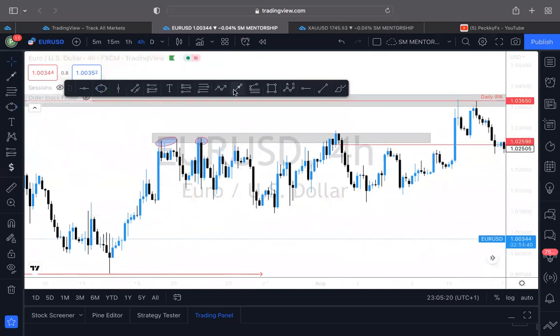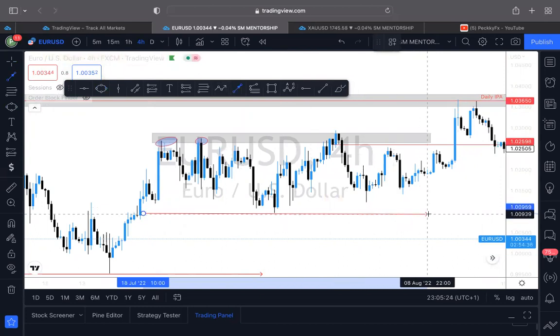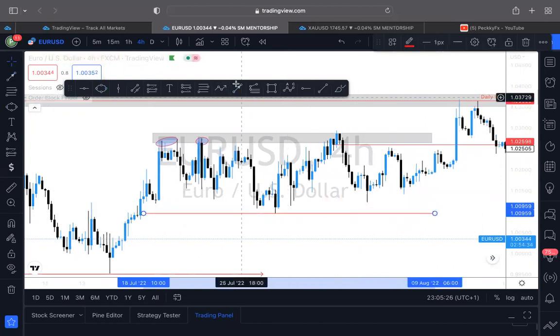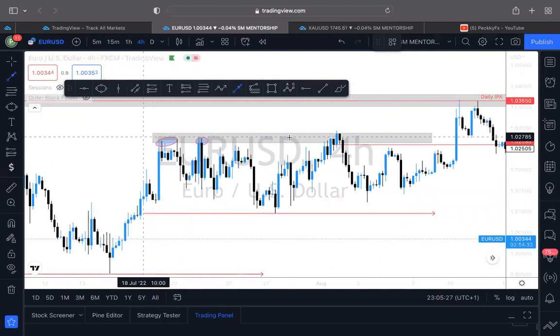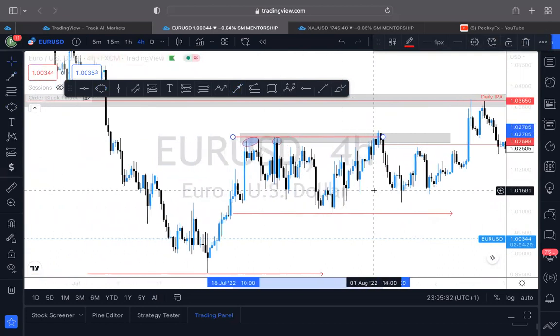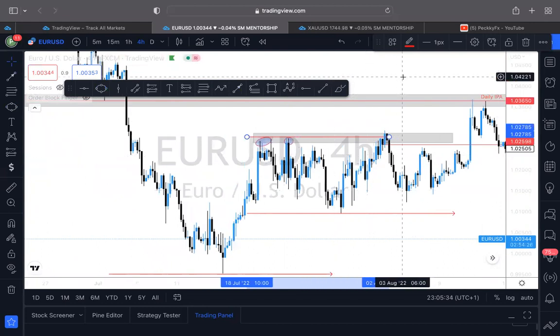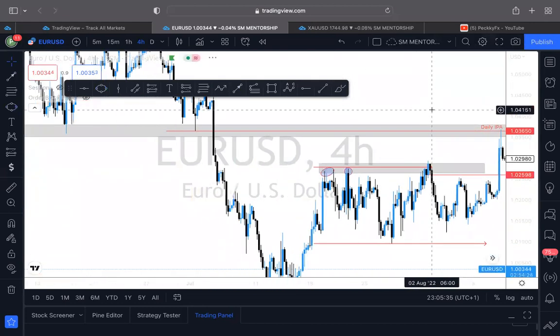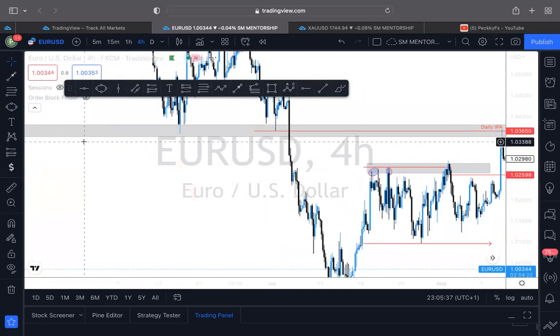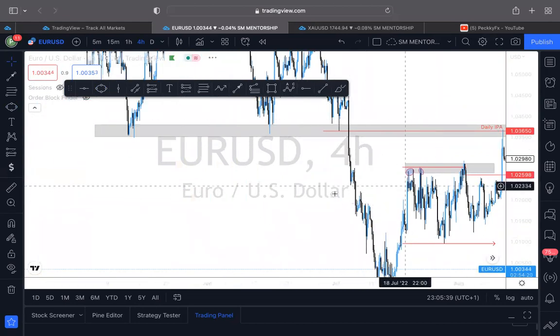You can see how it created buy side liquidity and sell side liquidity, up, down. But remember, the structure that got broken was on the daily time frame. So this is where I want the market to come and retest, not all these points.